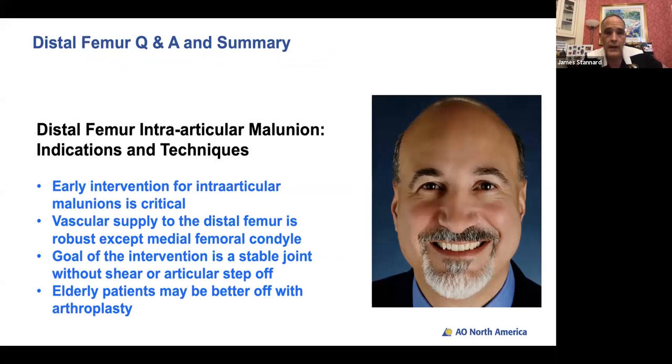So basically, Mike's final points were early intervention for intra-articular malunions is critical. Vascular supply to the distal femur is robust except medial femoral condyle. Goal of the intervention is a stable joint without shear or articular step-off. And elderly patients may be better off with an arthroplasty.